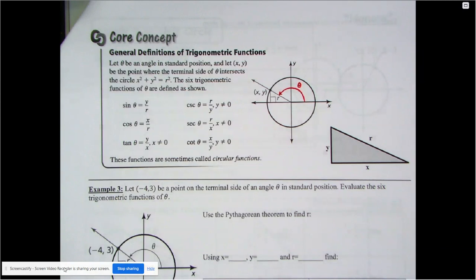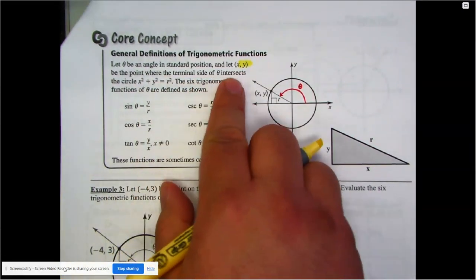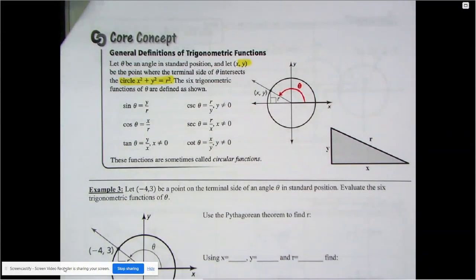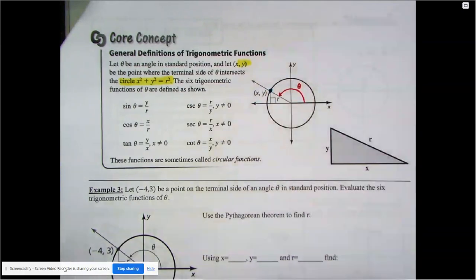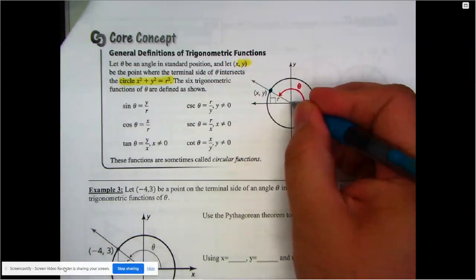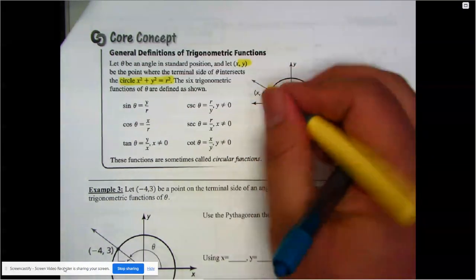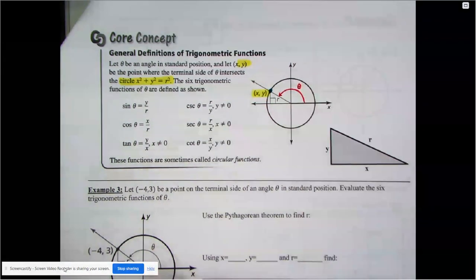Now, let the point xy, so they're going to give us a point xy, be a point where the terminal side of theta intersects this circle. So what they're saying is, here we have this random point, and it's on the circle itself, and that's where the terminal side makes contact with it. So there's that very special point to us.